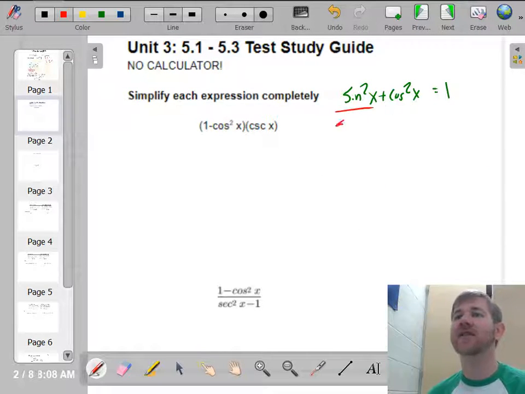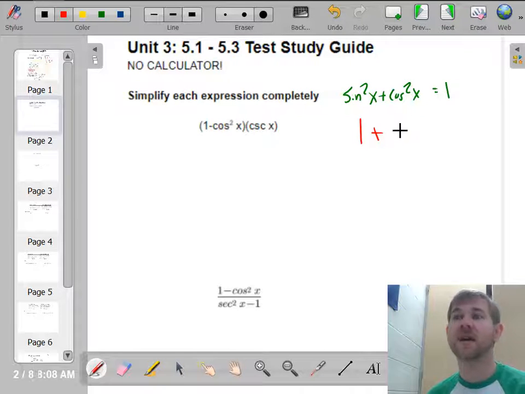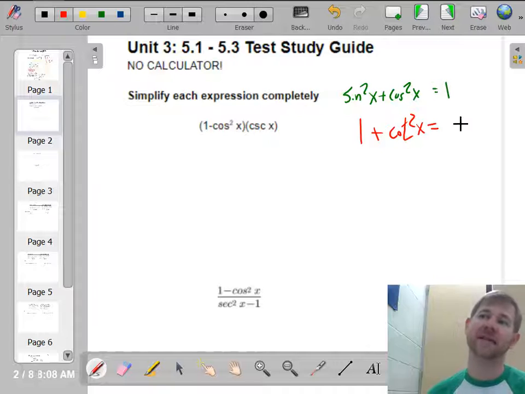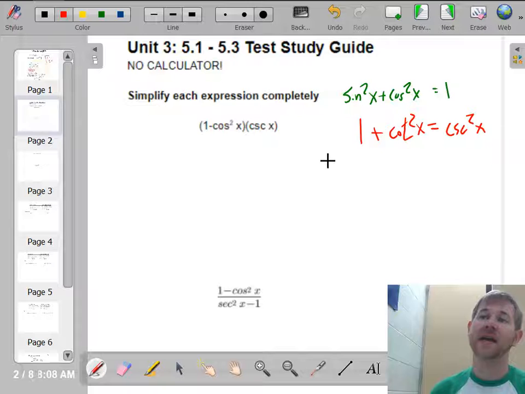If you divide everything in this identity by sine squared x, I'm not going to write it all out: sine squared x divided by sine squared x is 1. Cosine squared x divided by sine squared x, that's cotangent squared x. And 1 divided by sine squared x, 1 over sine, is cosecant squared x. So there's another Pythagorean identity.